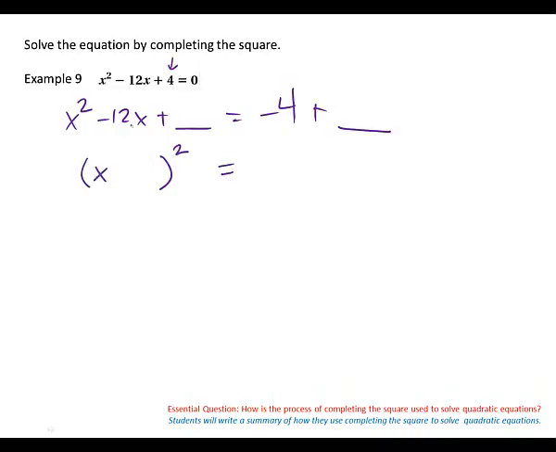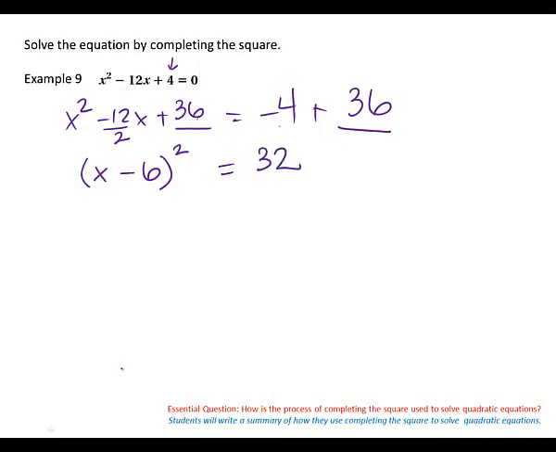What are we going to do to that 12? What was we doing before? Divide it by 2. What do we get? Good. And what do we do to this -6? Square it. What do we get? 36. Remember, if we're squaring it, it's always going to be positive in this last spot, right? If we put a 36 on the left, I also have to put that on the right. What's -4 and +36? 32.